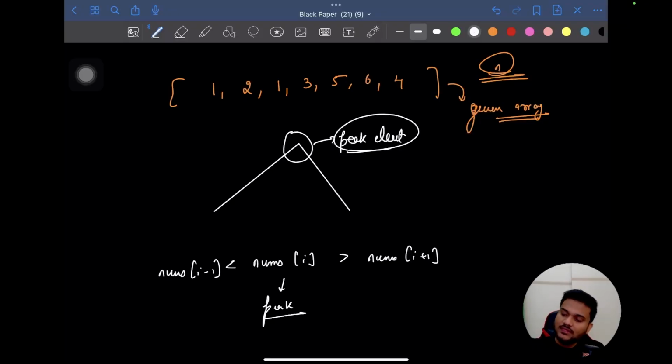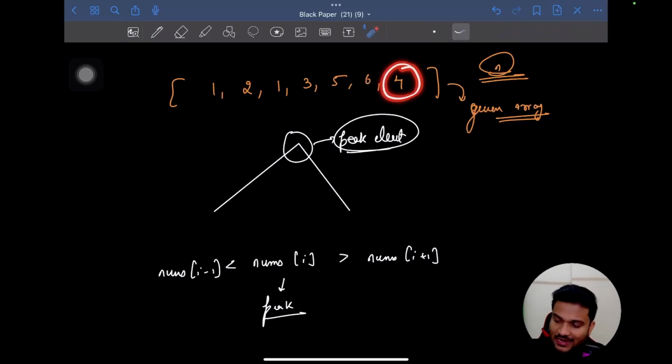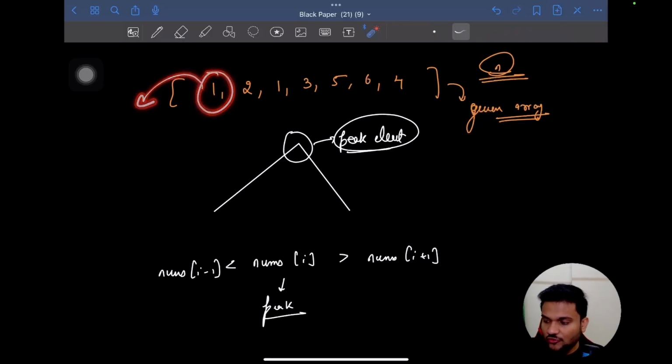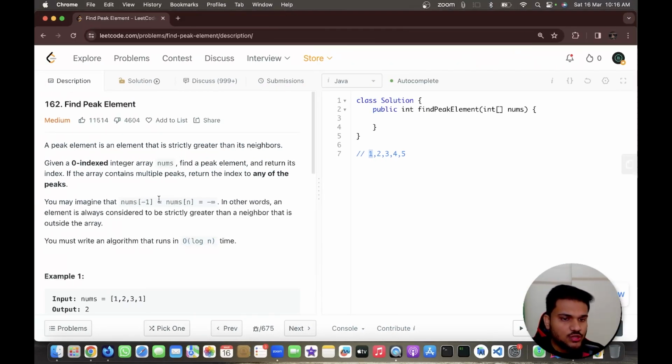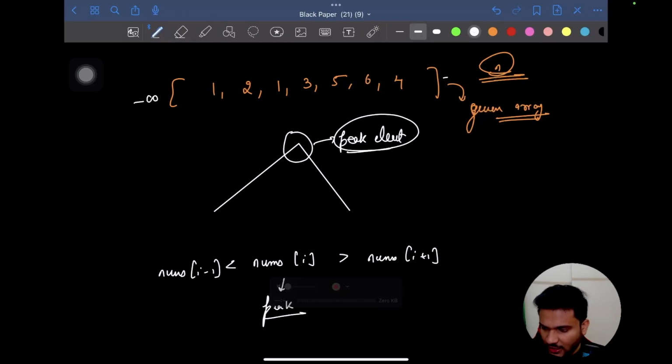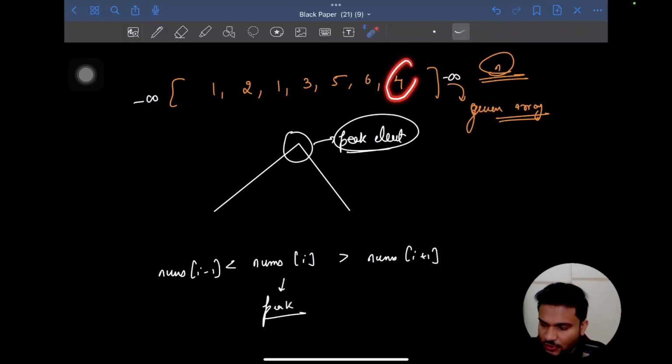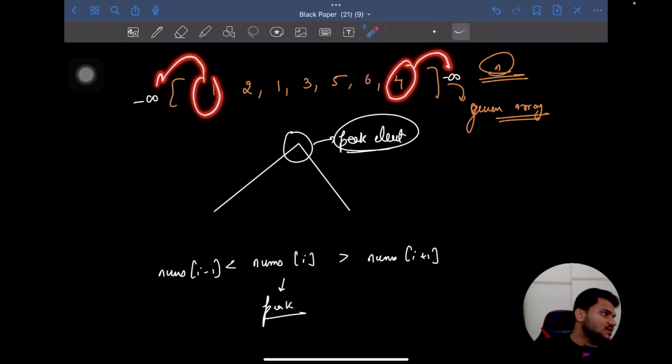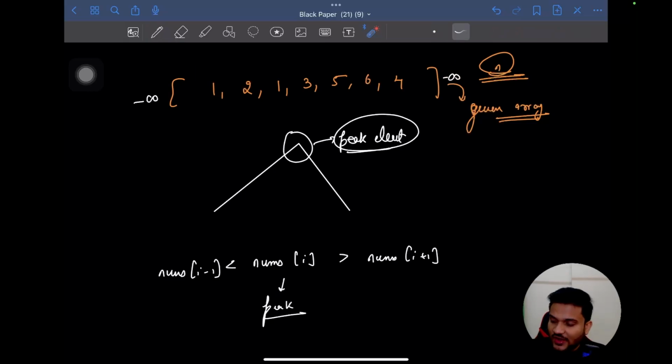Now, you might be thinking, what about the elements at the terminal ends? Like 1 has nothing on the left, 4 has nothing on the right. So for that case only, they are explaining that to the left of 0 and to the right of n minus 1, you can expect minus infinity. So here you can expect a minus infinity, here you can expect a minus infinity, just for making sure your calculations are relatively easy. Okay, and you need to find this element.